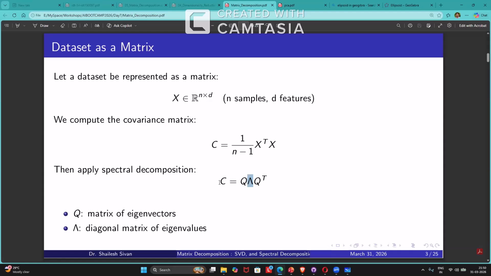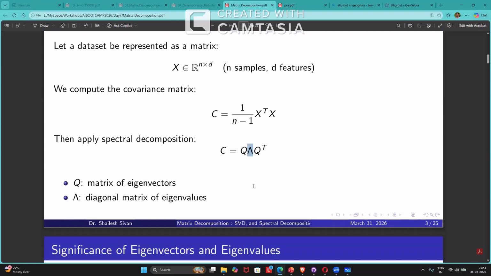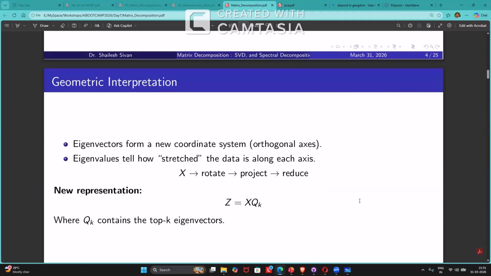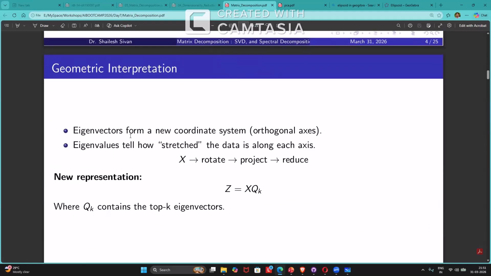So the covariance matrix can be represented as Q sigma Qt. That is the thing, Q sigma Qt. And if you see a numerical example like this, eigenvectors indicate the direction along which the data varies the most, the principal directions, and eigenvalues quantify the amount of variance, amount of information present along each eigen direction. So eigenvectors form a new coordinate system. Eigenvalues tell how stretched the data is along each axis.